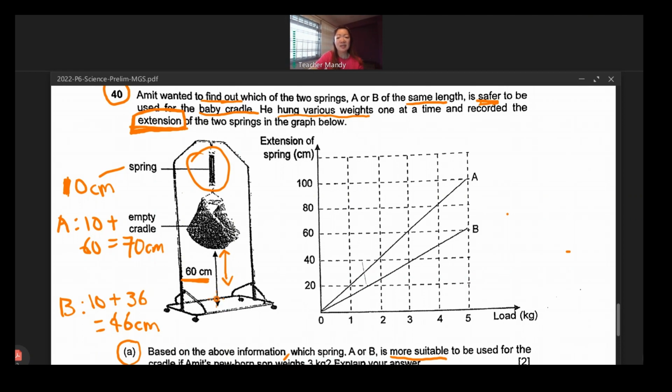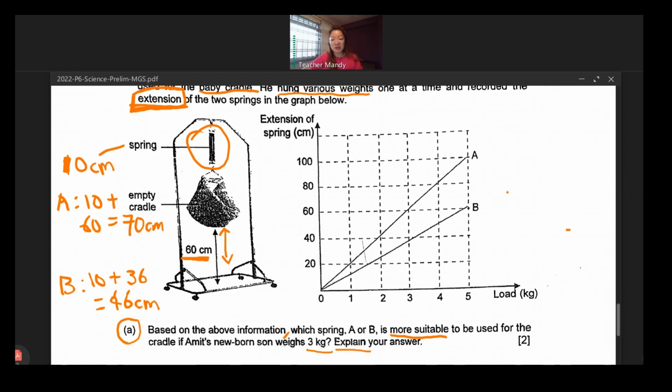Okay, so it doesn't hit the ground at least, and it's still bouncing. So, which is more suitable? B. Problem. How do you explain this? They're like, okay. All right.